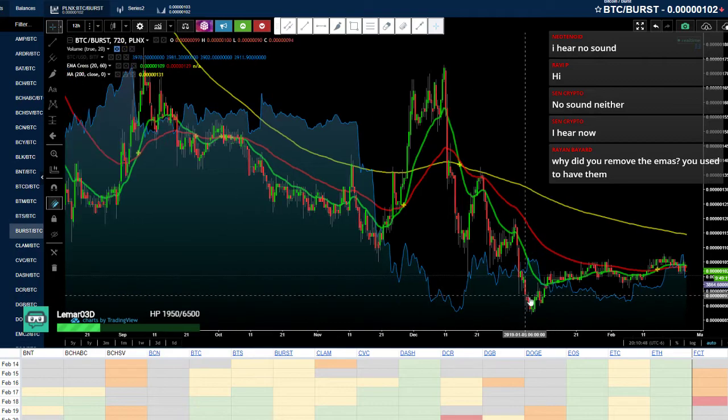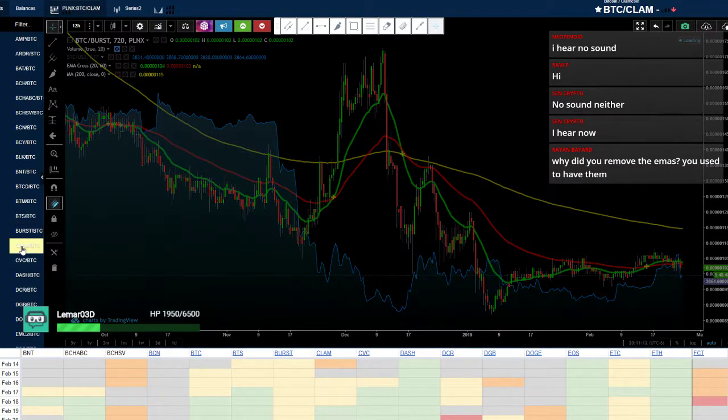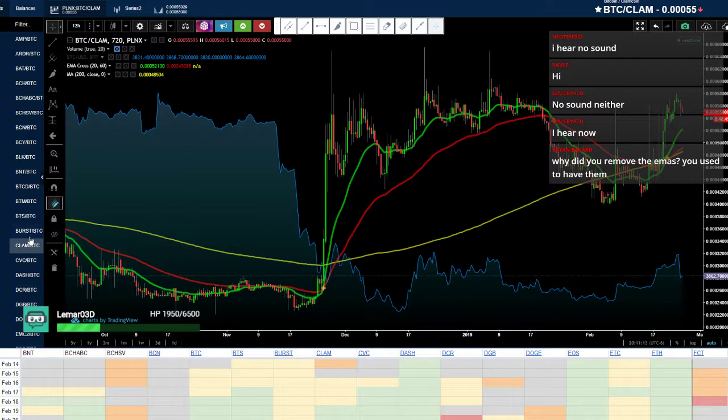Burst. All right, 1, 2, 3. It still stays neutral, but look at how little it reacted to the price of Bitcoin doing its big move. One second here. There we go.